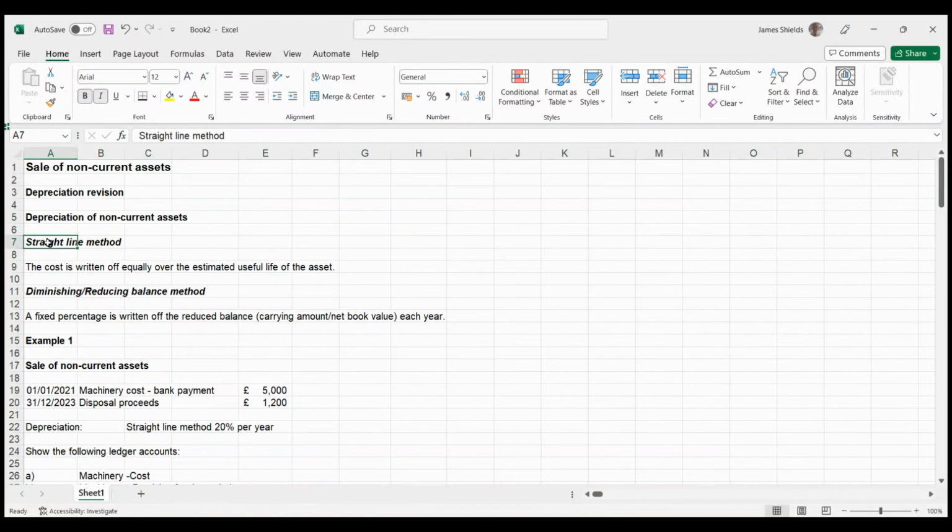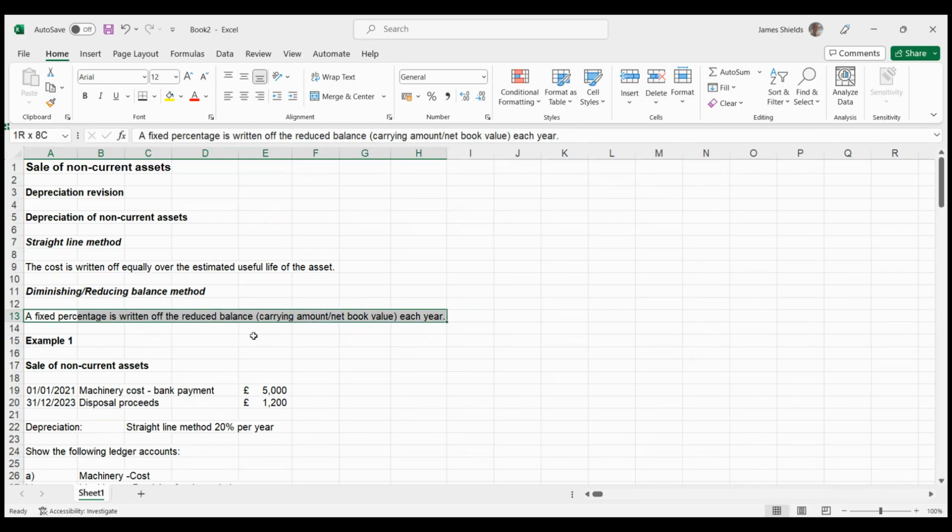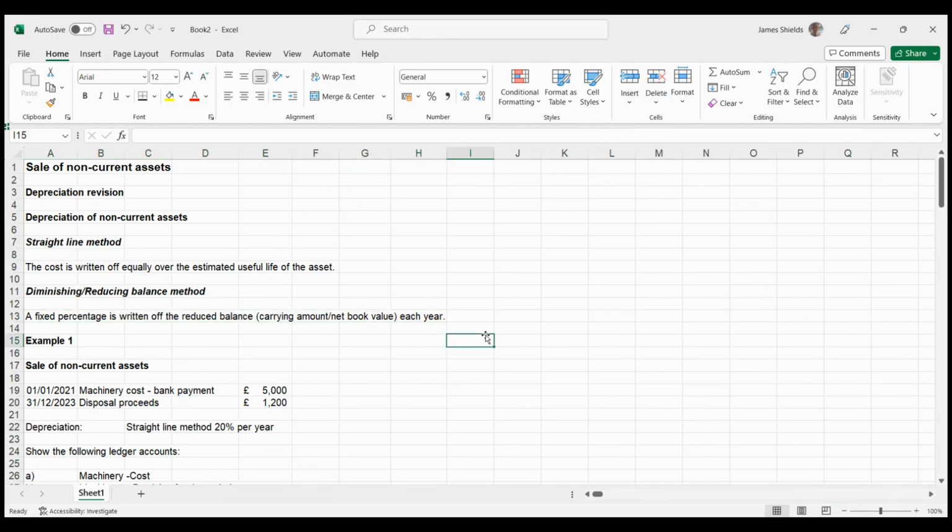The straight line method, so the cost is written off equally over the estimated useful life of the asset, and the diminishing or reducing balance method, where a fixed percentage is written off the reduced balance, also known as the carrying amount or the net book value, each year. So I'll show you both methods now.